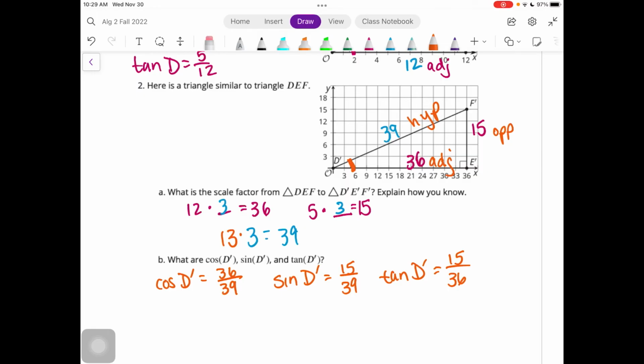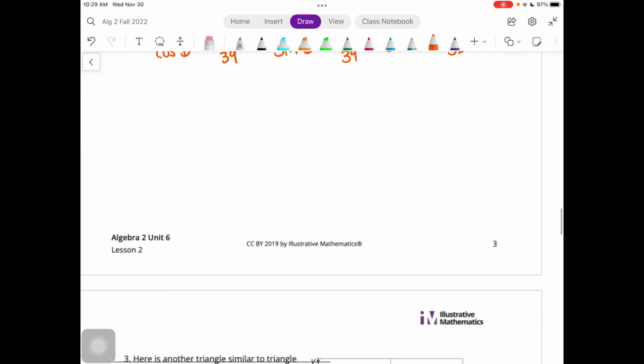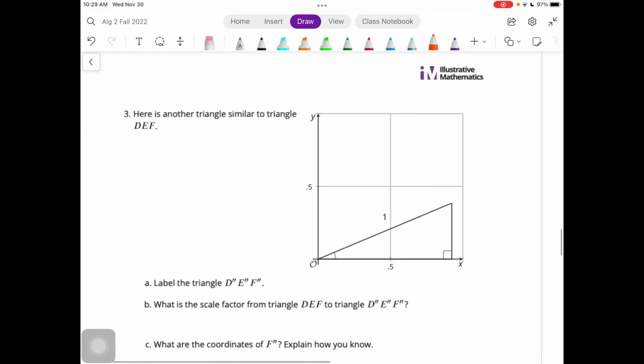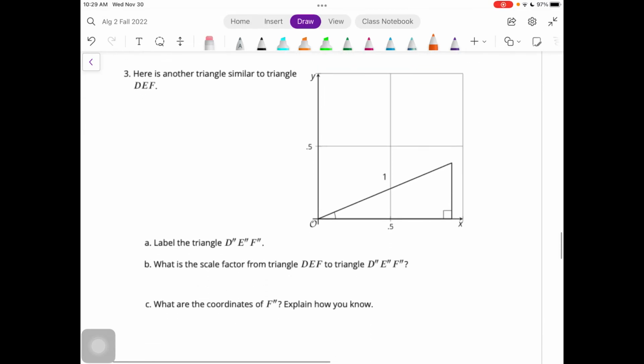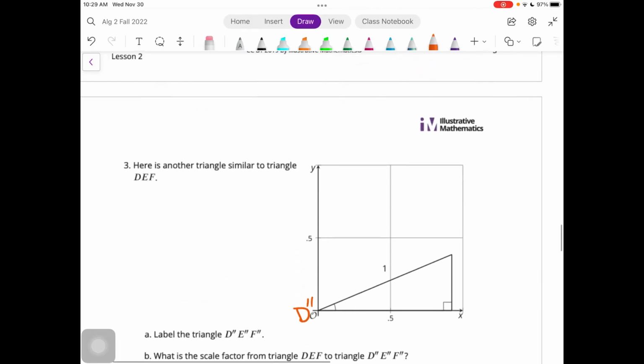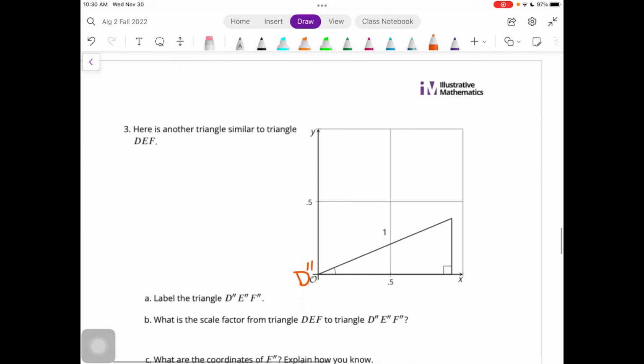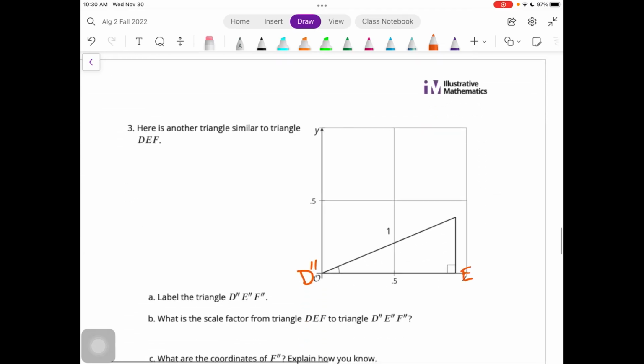All right, let's take a look at number 3. Here's another triangle similar to triangle DEF. And so this one is D prime, E prime, F prime. So this was D double prime, E double prime, F double prime. Let's see. E was that base one. So this one is E double prime. And this one is F double prime.